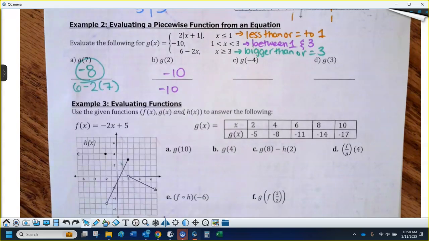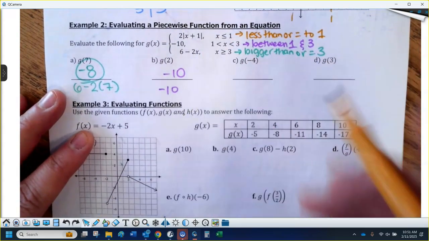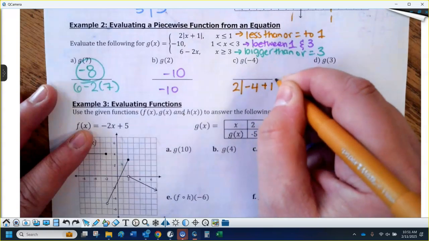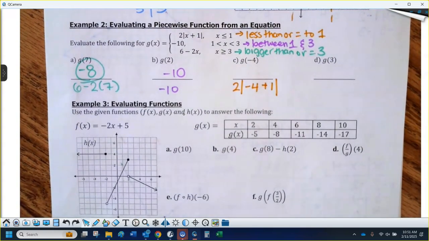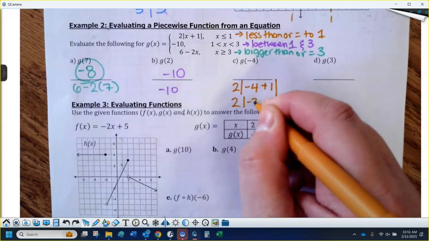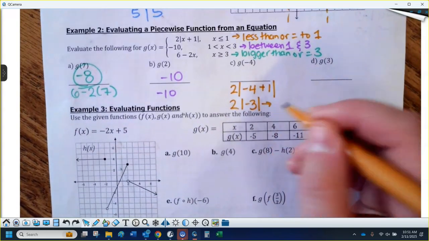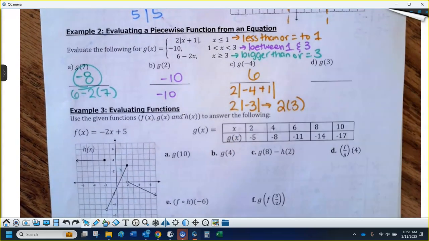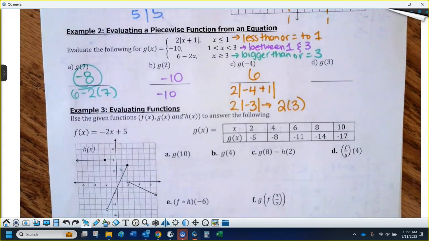Let's see. Negative 4 would fall into the category of being less than negative 1, not equal to. So I would use 2, absolute value, and we'd put in that x value. So negative 4 is going to fall into that category. Now remember, with the absolute values, they act like grouping symbols, so you have to add those two numbers first and then take the absolute value. So this would be 2 times negative 3 in the absolute value, which would then turn into 2 times positive 3. The absolute value would make that positive. So then that would be 6. So make sure, working with the absolute value, get it down to one number before you take the absolute value.